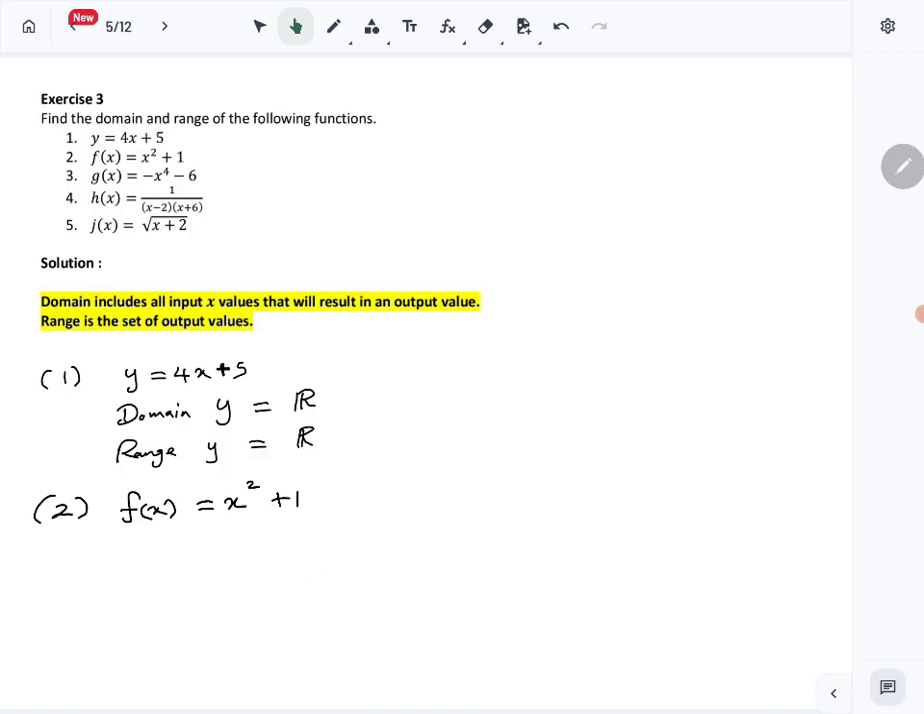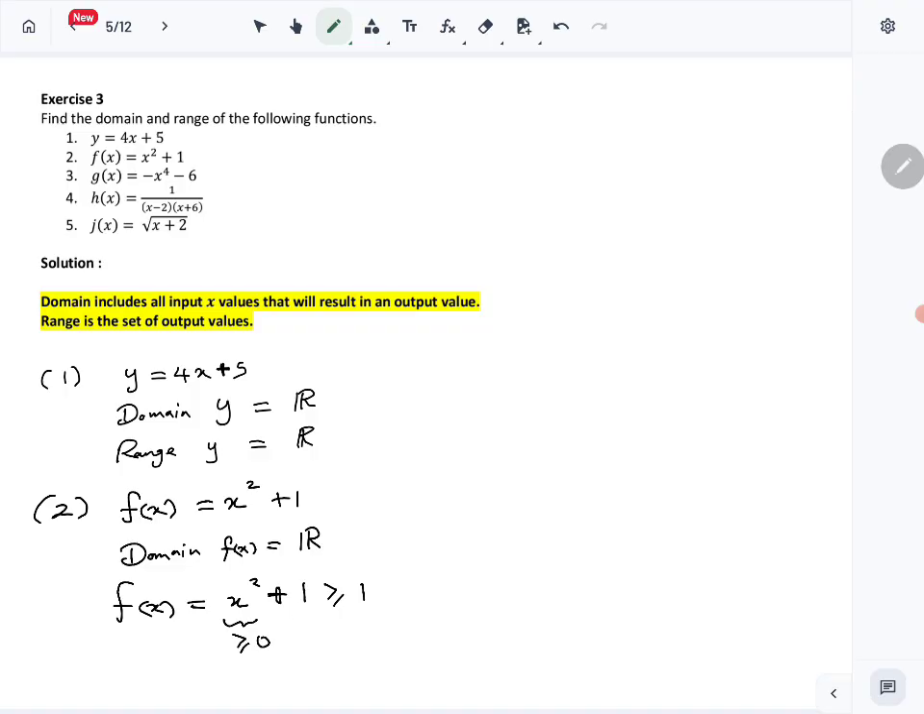So this one also, what is the domain? All real numbers, because any real number will give you an output, right? This one we have to be careful about the range. Can you get all real numbers as the range, or is it different? So now look at the function itself. What do we know about x squared? x squared is always going to be greater than or equal to 0. And if you add plus 1 to that, that is always going to be what? Greater than or equal to 1.